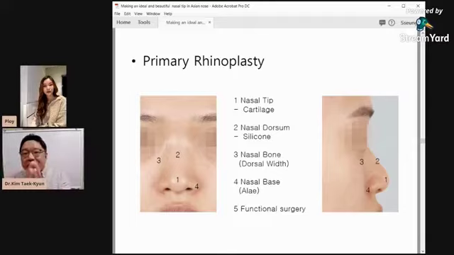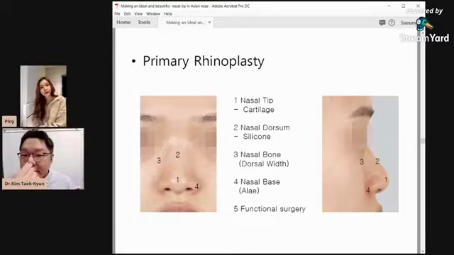I will talk about the rhinoplasty. The primary one means first surgery, and from the outside, there are four things in the surgical plan. First one is, as I said, nasal tip plasty, using the cartilage of the patient's own.